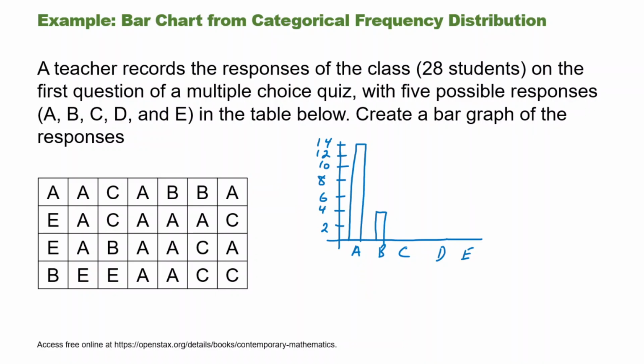Because the frequency of C is 6, I will have a vertical rectangle with a height of 6 that is centered upon C. Because the frequency of D is 0, there will actually be no rectangle. It has a height of 0. And because class E has a frequency of 4, there will be a rectangle centered at E that has a height of 4.